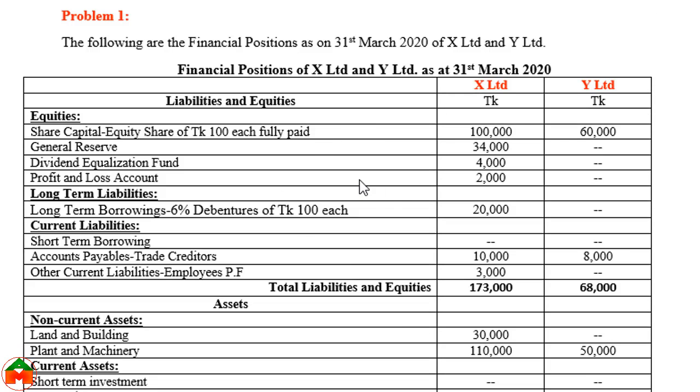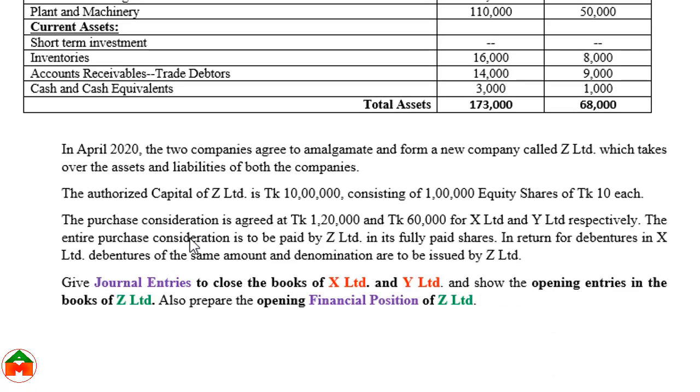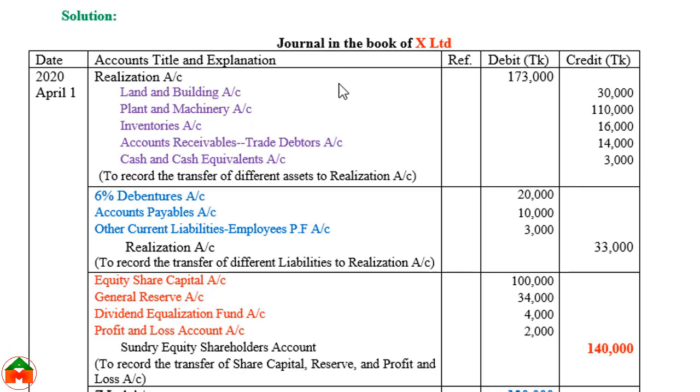Again I am repeating, this is the balance sheet or financial position of X Limited and Y Limited. From this balance sheet and from this information we are going to journalize the amalgamation process. In this amalgamation, Z company will be newly created and X and Y will be liquidated. This is the solution. We can see journal in the book of X Limited. Here X Limited will be liquidated. In this journal book, we are going to journalize the amalgamation.